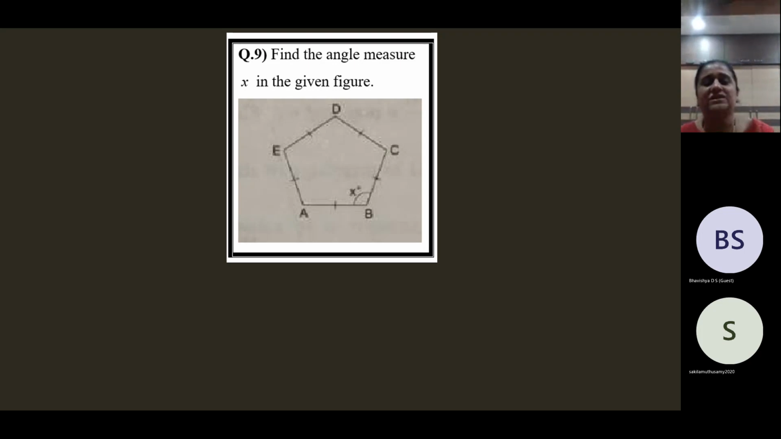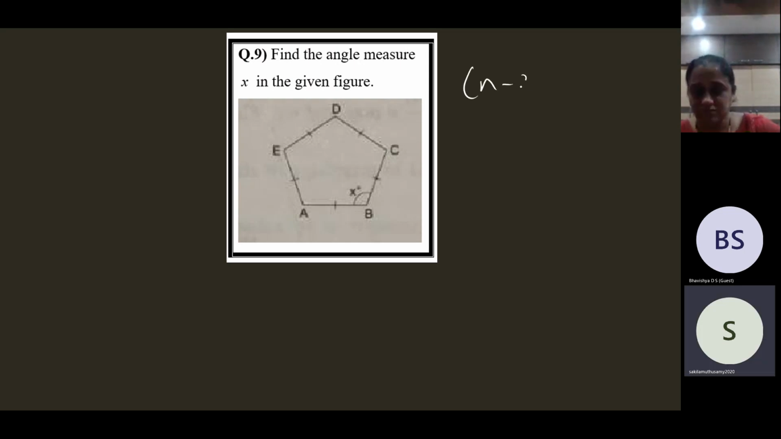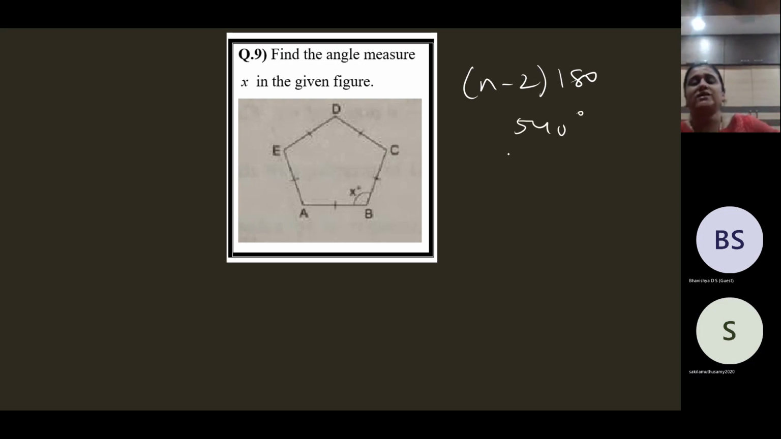ABCDE is a pentagon, 5 sides, and it's a regular pentagon because all the sides are marked equal. So how will you find x? First, what should you find? You should find the sum of all the interior angles of the pentagon. What's the formula? n minus 2 into 180, ma'am. So 5 minus 2 into 180, 3 into 180, 540 degrees. The sum of all the angles is 540.